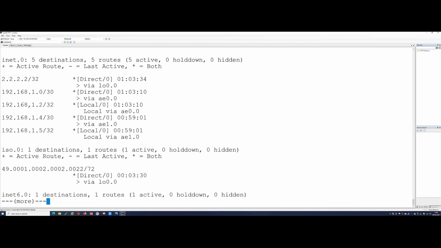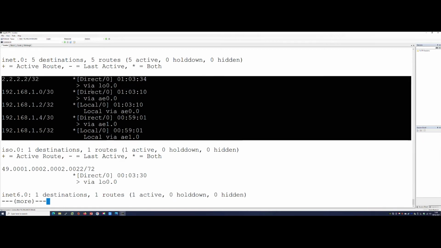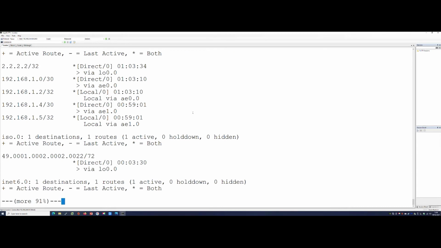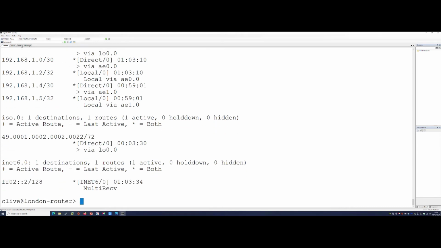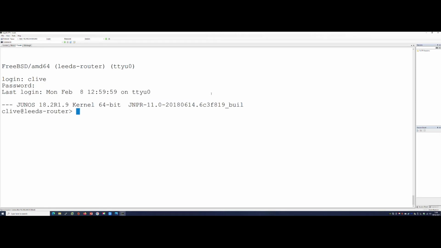Okay, so if we exit and we do show route, currently at the moment we have our routes as shown here. But you'll notice we don't have the opposing side's 4444 network. Okay, so what we're going to do now is go on to Leeds, because this is the one that we want to look at initially, and we'll log on and again show configuration.